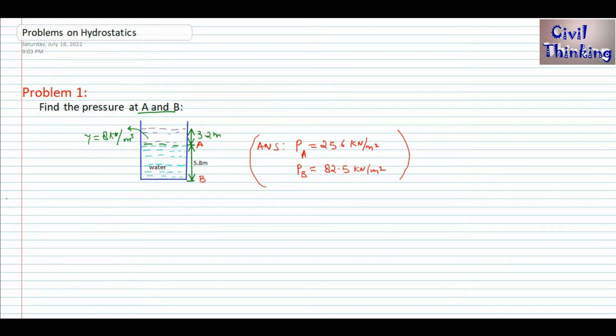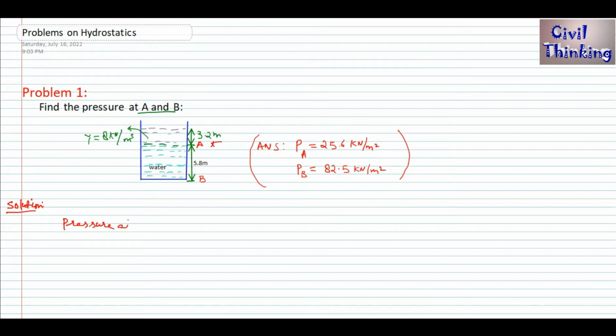So let's solve this. Let's find the pressure at A first. Then it will be easy to find the pressure at B, because the pressure at B will be due to this height of 5.8 meters of water plus the pressure at point A. So let's first find the pressure at A.